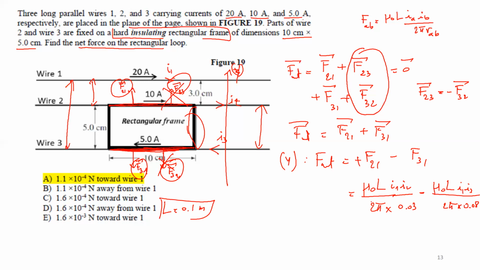So I know everything here. I know mu naught, I know L, I know I1, I know I2, I know I3, I know the distances. So I calculate, and you will get, of course, 1.1 times 10 to the power minus 4. And it will be positive, okay, because this is larger than this. And it will be positive, so it will be pointing towards Y1. Okay. Is that clear? Okay, great.